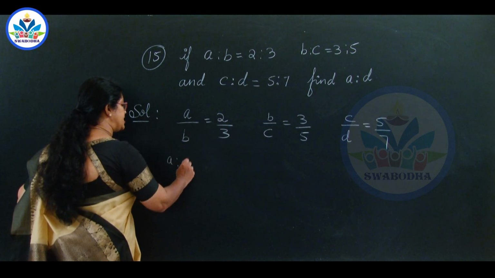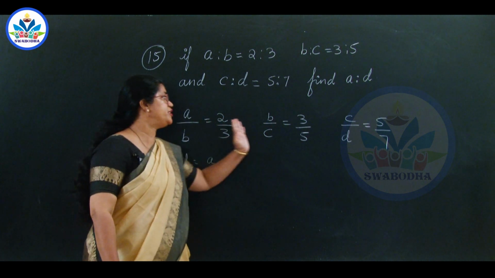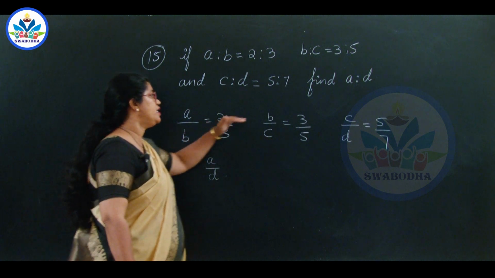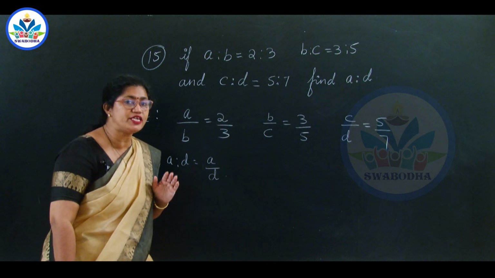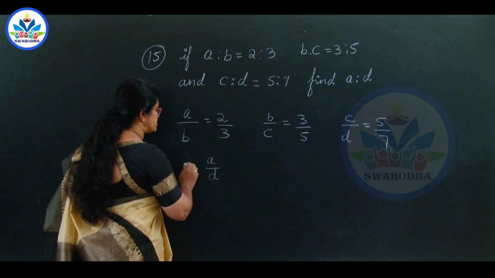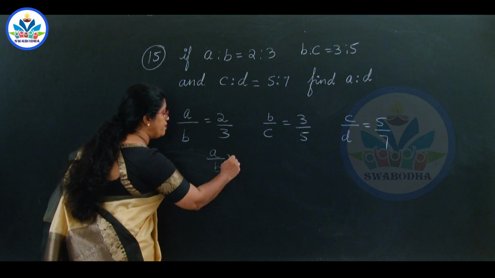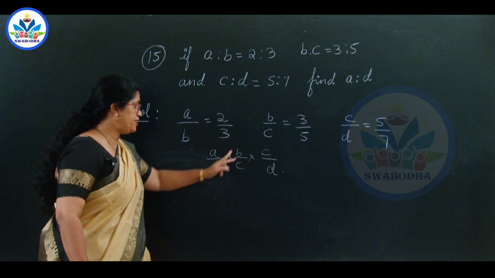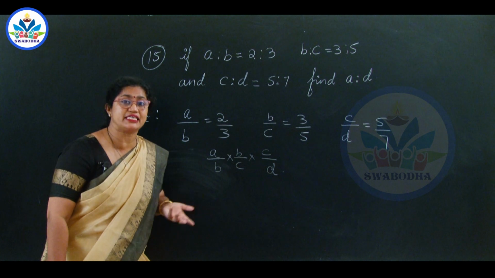Now from here I want to find what is A is to D. A is to D is nothing but A by D. How do I get A by D? By using these. Just look at the left side of all the three fractions. A by B, B by C and C by D. I want to get A by D. So all that you have to do is multiply. Just look at this. What happens when I multiply A by B into B by C into C by D? B and B gets cancelled, C and C gets cancelled, and you get nothing but A by D, and that is what we want.